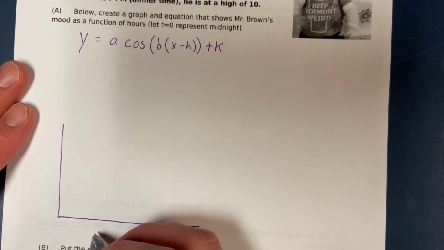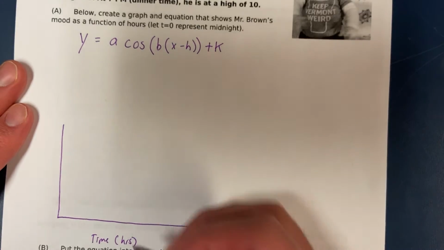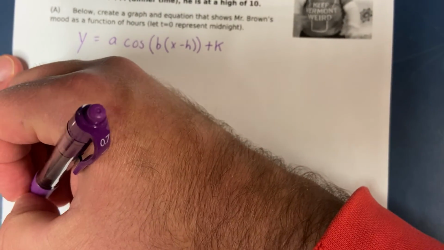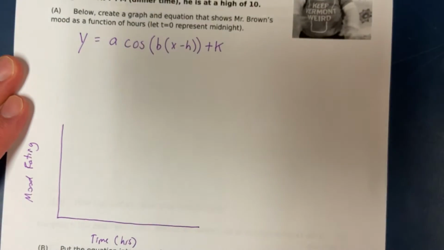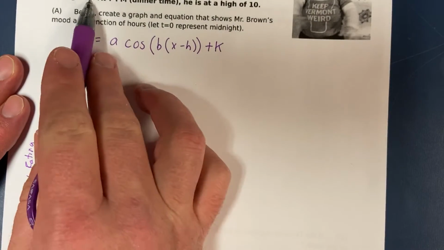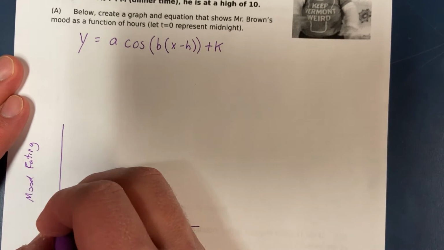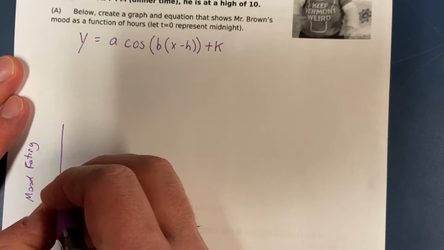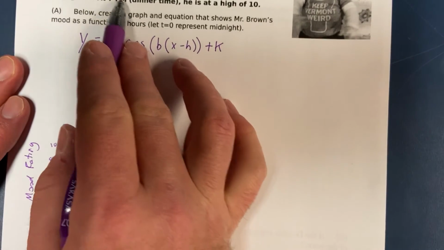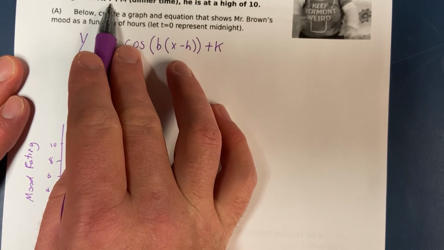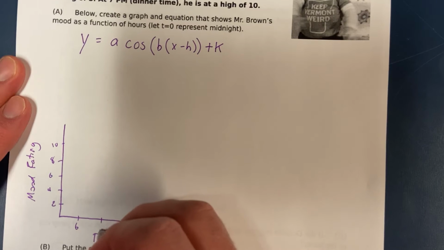So the time in hours is going to be on the bottom here. And then along the side here is going to be my mood rating. And let's see what we have here. So 3 and 10 are my min and max mood ratings. So I'll just go by 2s. And 7 a.m. is the min, 7 p.m. is the max. That's roughly a day. I'm going to go by 6s along the x-axis.